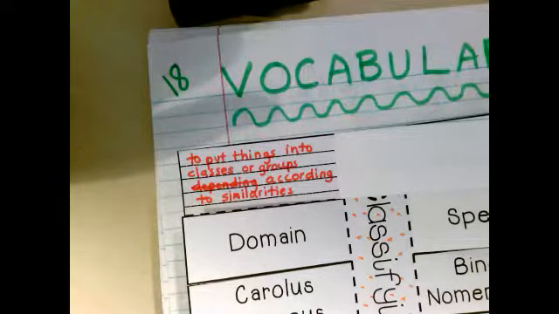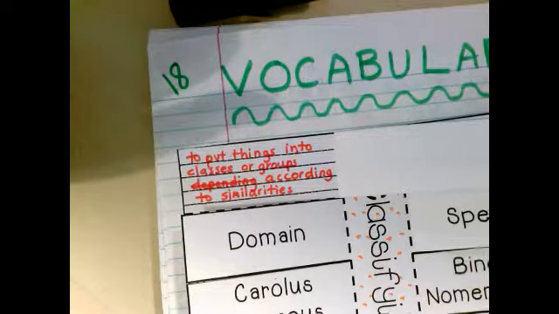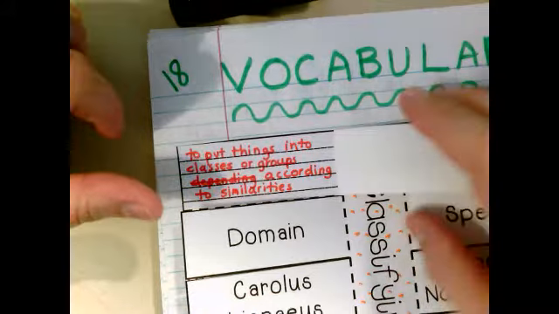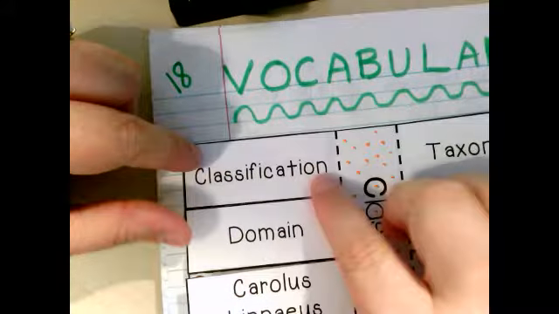Why couldn't I classify a horse with a dog? They both have 4 legs. They both have 2 ears, 2 eyes, a nose, a tail. So why couldn't I? So these are questions that we ask as we're classifying things. So classification is our first word here.